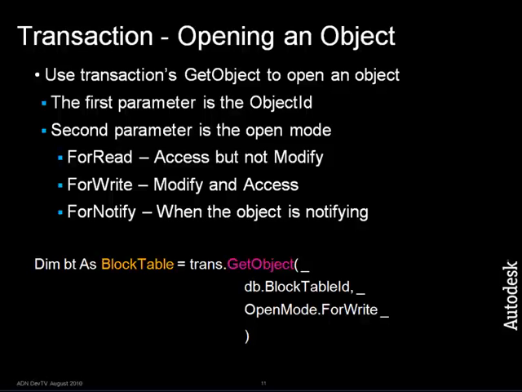We use the getObject method of the transaction to open objects. We use an object ID with this method. We'll also need to set whether to open the object for read, write, or notify. In many cases you will want to open the object for read, test some of its properties, and then upgrade the object to open for write if you need to make changes to the object. This example shows how to open the block table for write. Notice that the database has a block table ID property that we can use for the object ID.